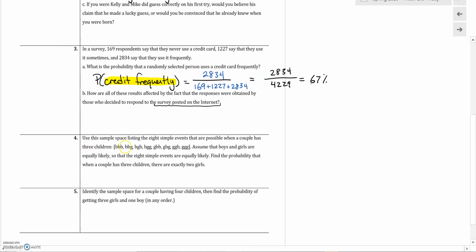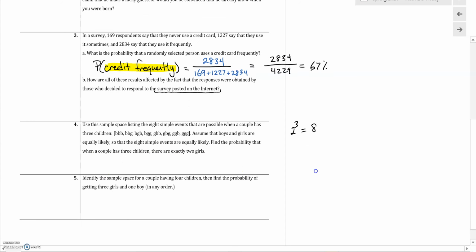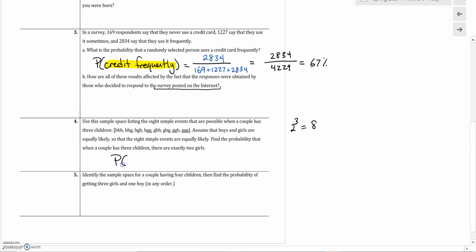Okay, let's try number 4. Here they give us a sample space. Use this sample space listing the 8 simple events that are possible when a couple has 3 children. You can get boy, boy, boy, boy, boy, girl, and so forth. Those are all the possible ways to do it. Remember, 2 outcomes, boy, girl. You're going to have 3 kids, so that should be 8 possibilities. Assume that boys and girls are equally likely so that the 8 simple events are equally likely. Find the probability that when a couple has 3 children, there are exactly 2 girls. I want the probability of exactly 2 girls.